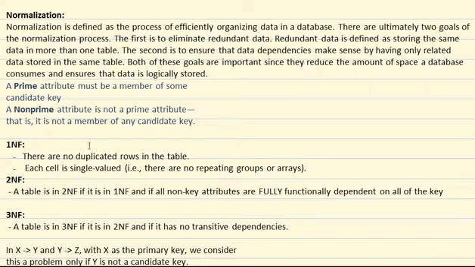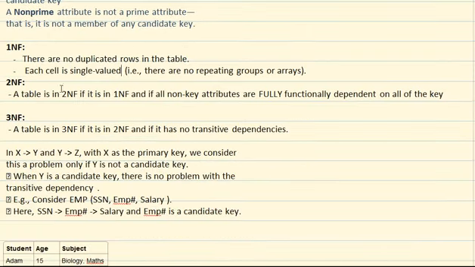All right. So there are three kinds of normalization that we're going to be discussing. There are more than these, but since this is a basic understanding of database systems, we're just going to be discussing 1NF, 2NF, 3NF only.